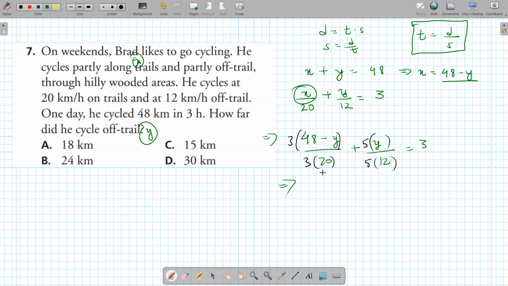Next up, we're going to FOIL the brackets. 3 times 48 is what, 144. Minus 3y over 60 plus 5y over 60 equals 3. Now they have the same denominators, right? If they have the same denominators, you can combine them, only if they have the same denominators. So one big denominator of 60, we have 144, and then minus 3y plus 5y is plus 2y equals 3. How do you solve this now?